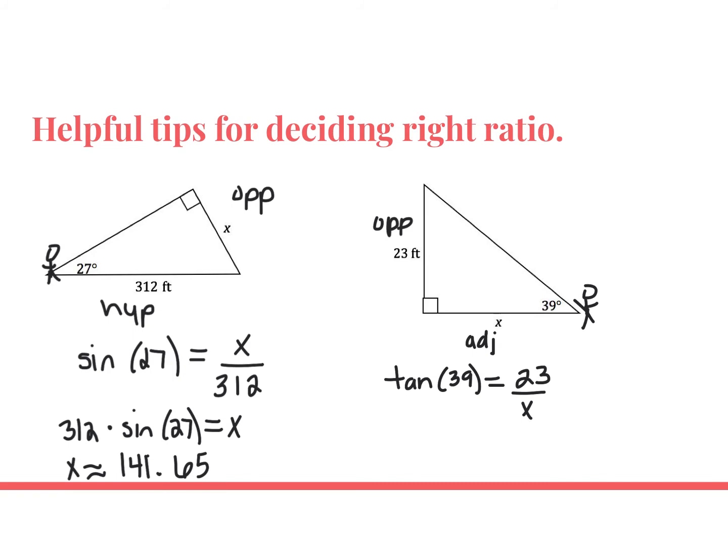Just like on the previous example, my first step is always going to be to cross multiply. And now I want to solve for X. So I'm going to divide both sides by tangent of 39. Then I type that in my graphing calculator or Desmos to get the decimal approximation of 28.40.